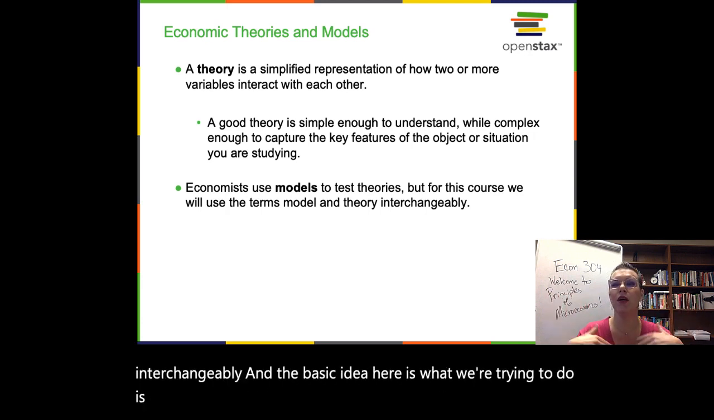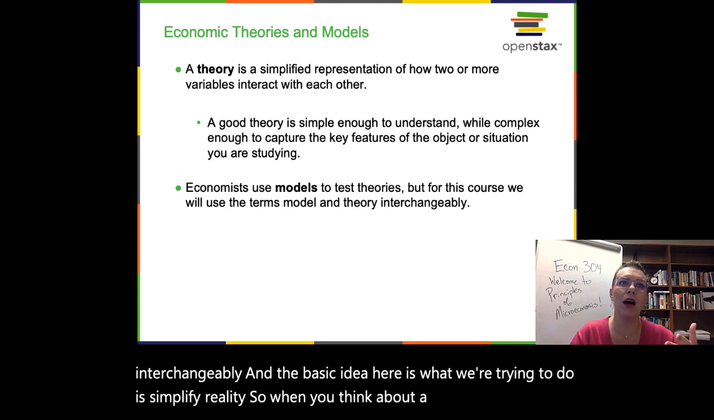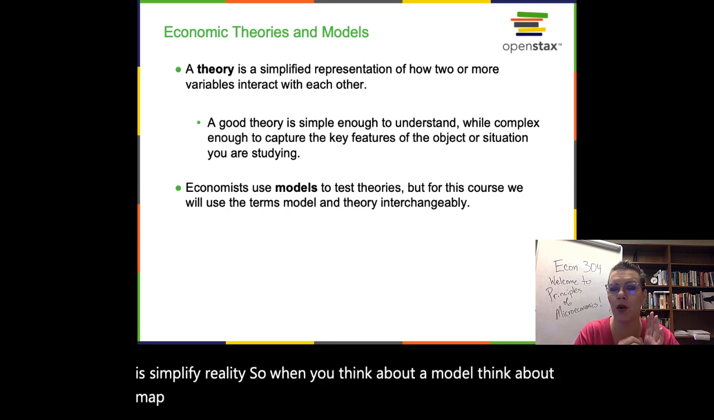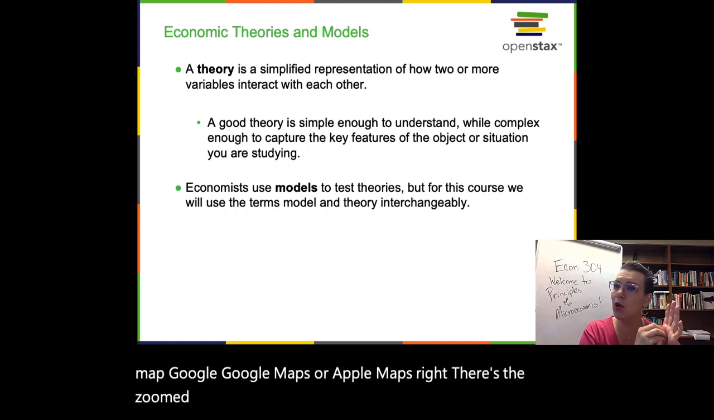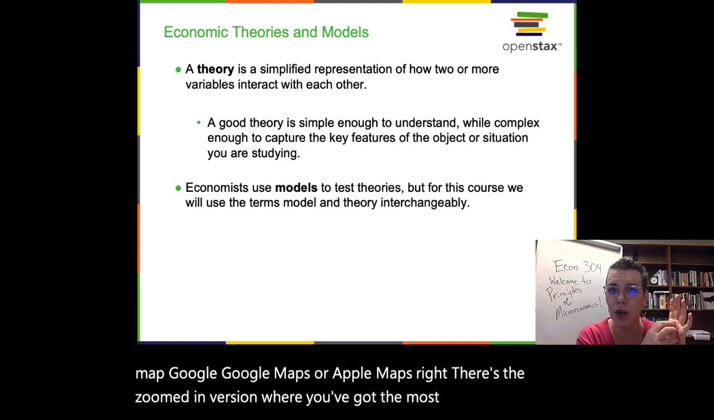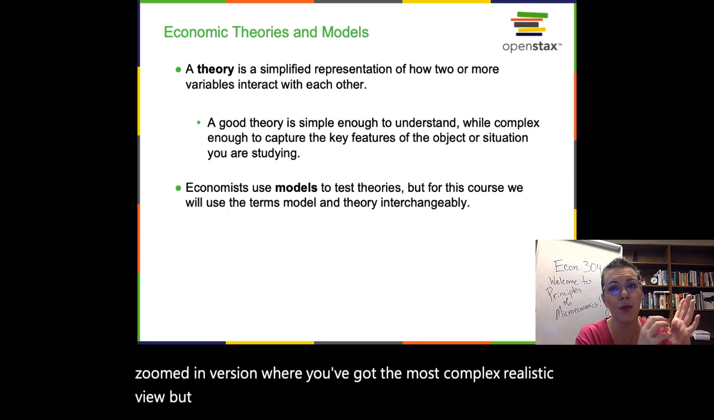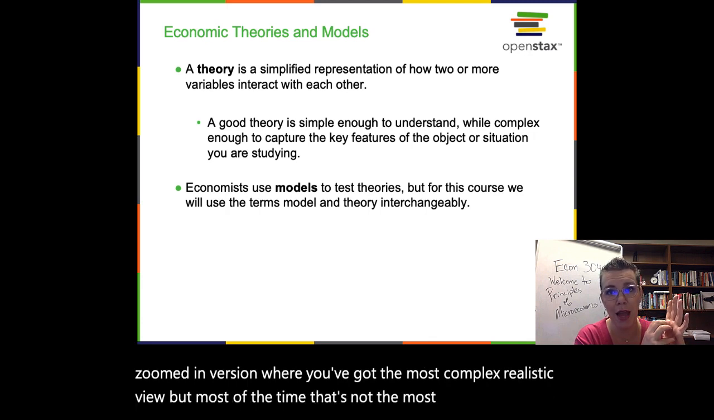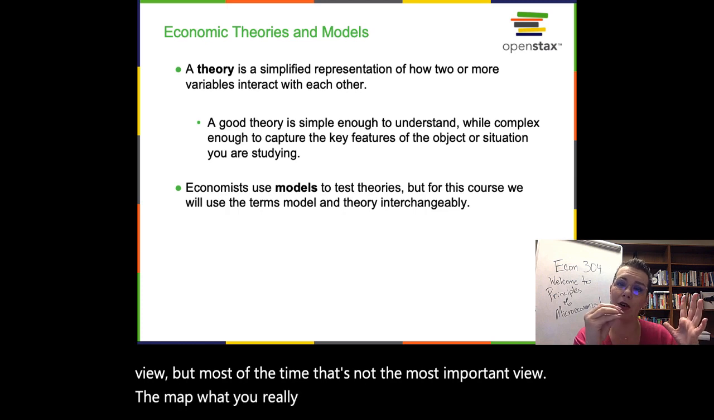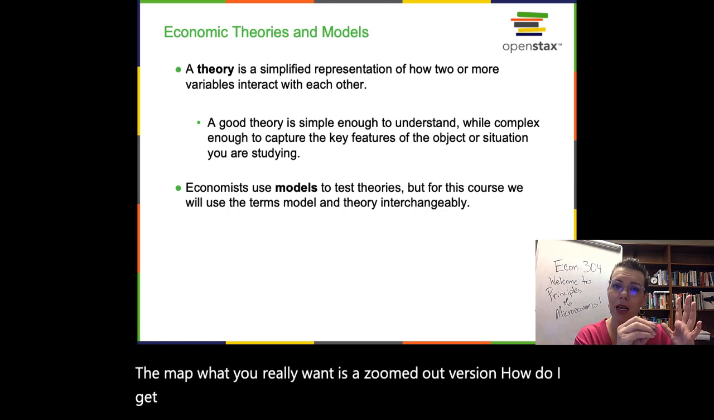So when you think about a model, think about a map, Google Maps or Apple Maps, right? There's the zoomed in version where you've got the most complex realistic view. But most of the time, that's not the most important view of the map. What you really want is a zoomed out version. How do I get from A to B? And that's a model, right?